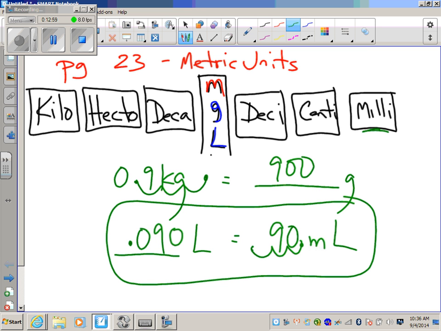I'm going to leave that chart up there. I'm going to write down worksheet 1-4, numbers 1 through 13.